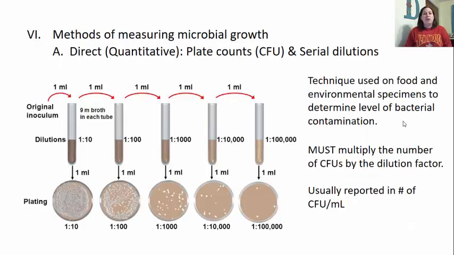So the next thing we want to look at are the methods of measuring microbial growth. How can we actually measure how much growth is present? One way is called a direct way, or also known as quantitative, meaning we're actually going to do counting here. These are called plate counts, and this is going to be looking at the CFUs, the colony forming units. And we can also do this by doing serial dilutions. This is a technique used on food and environmental specimens to determine the level of bacterial contamination.